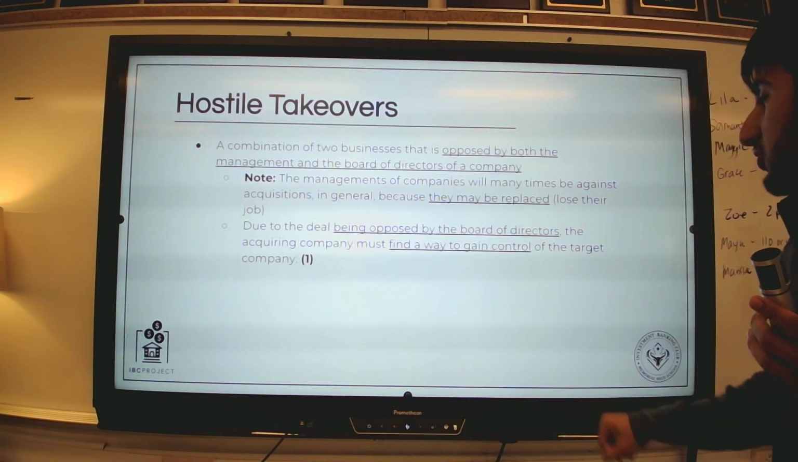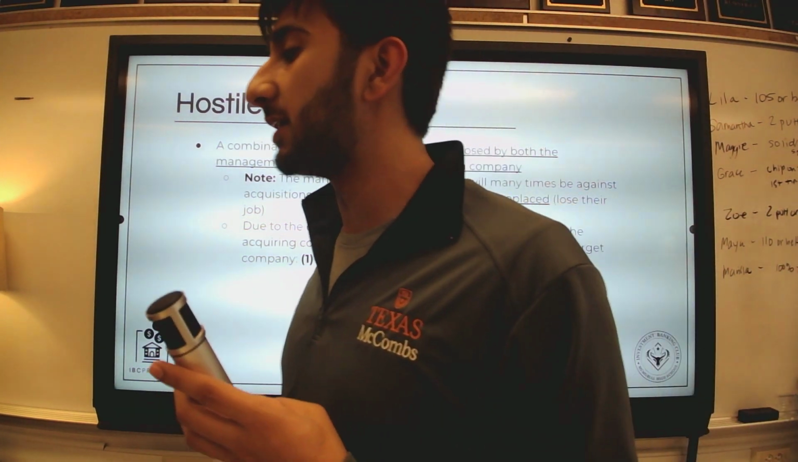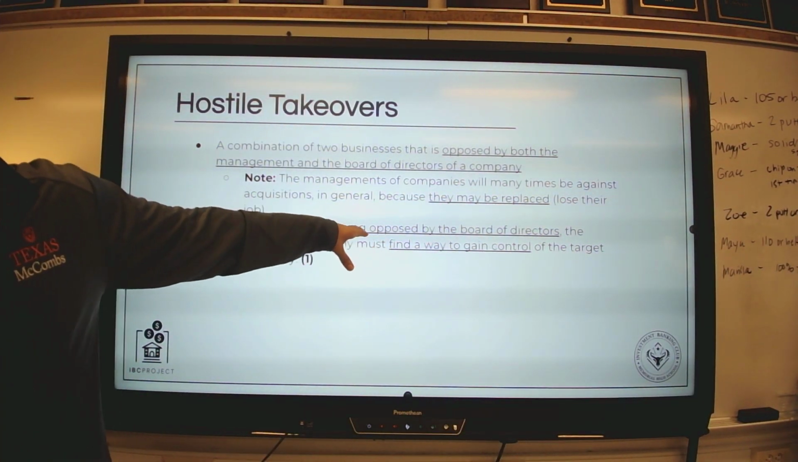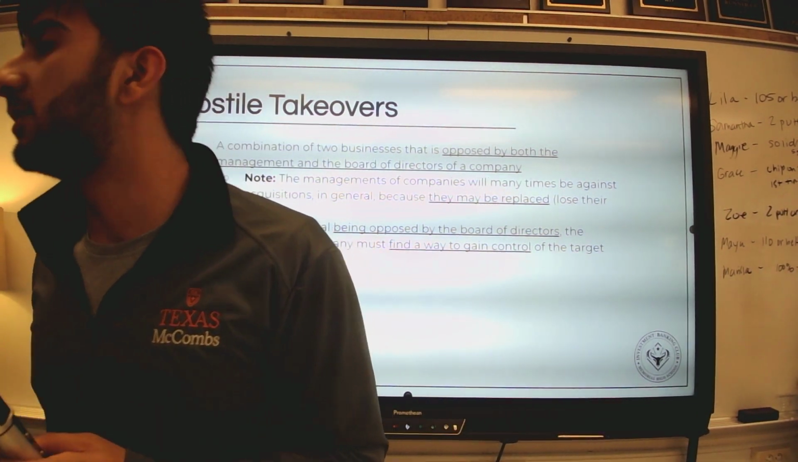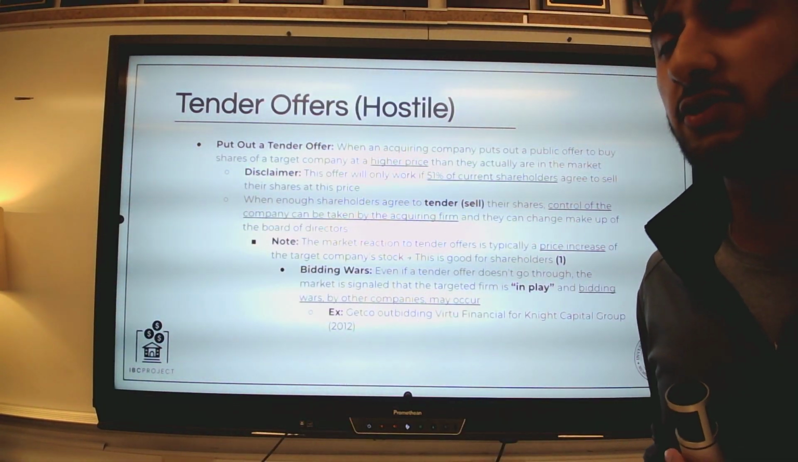Due to the deal being opposed by the board of directors, the acquiring company must find a way to obtain the company. So note that it's the board of directors that's underlined, not the management. Board of directors, key. So what are tender offers? So that might answer your question.